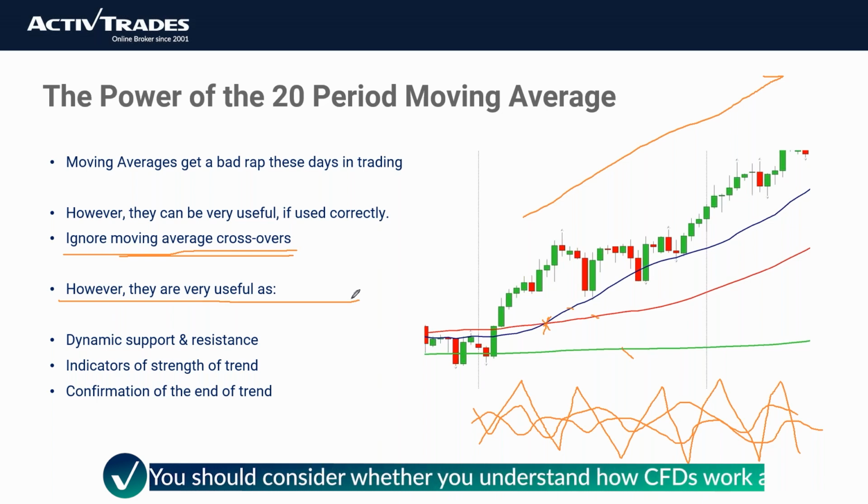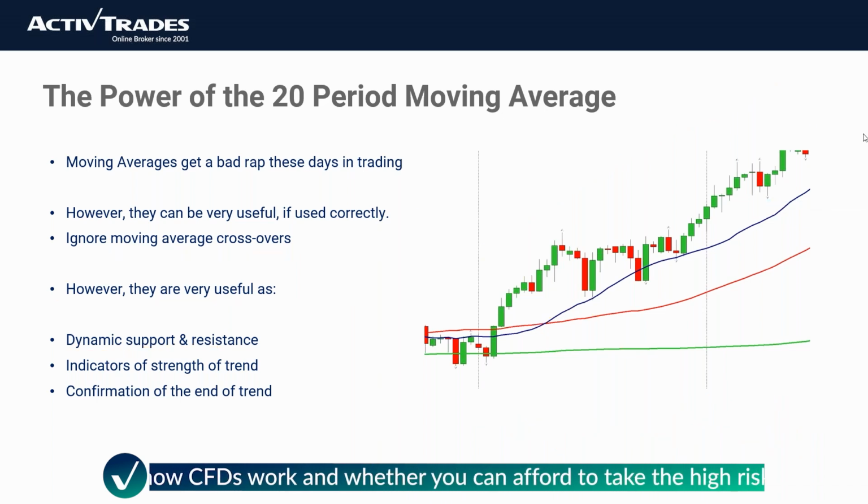However, they are very useful as dynamic support and resistance. What do I actually mean by that? Let me just clear up this page for us. Most traders like to utilize a version of support and resistance, whether that be levels of support and resistance, maybe big round numbers, maybe supply and demand, maybe order blocks of one sort or another. There are lots of different variations and ideas, but ultimately it is a place where there will be either support or resistance, and a moving average can act as a very good dynamic one.